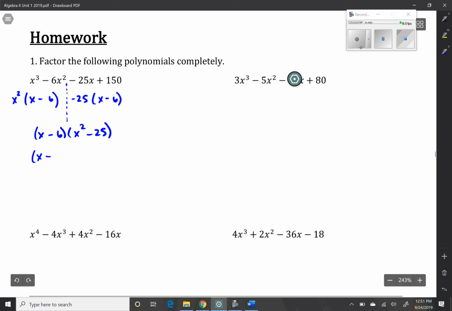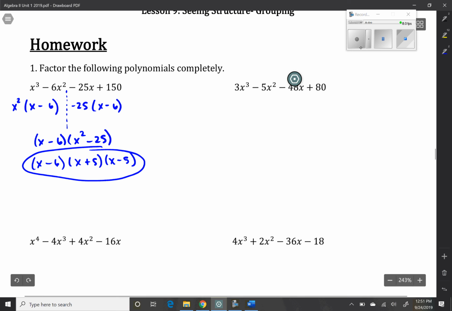Remember, you want to keep asking yourself, can I still factor until there's nothing left to factor? You know that there's nothing left to factor if nothing's factorable, or if everything is a linear product. Right? Each one of those is a linear expression. Let's check out the next one.